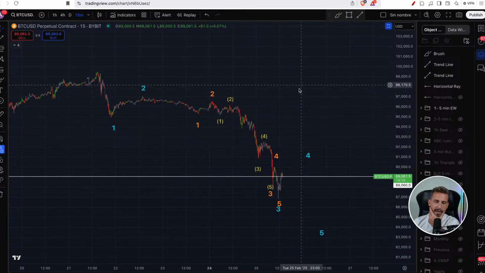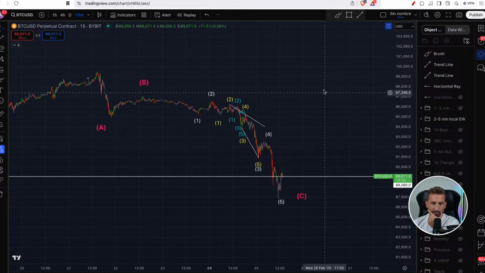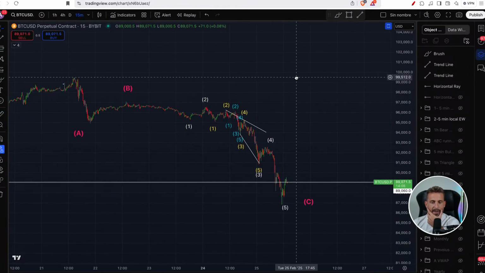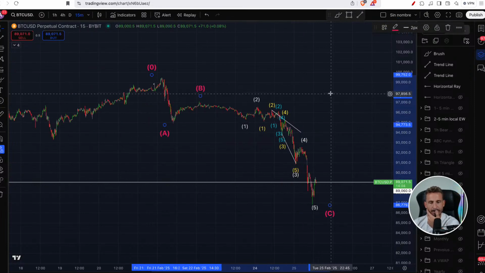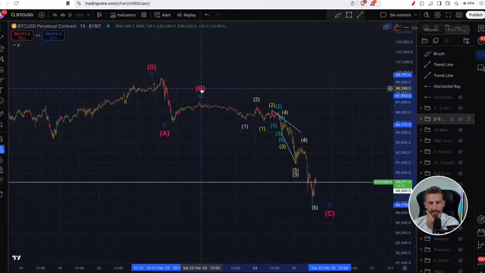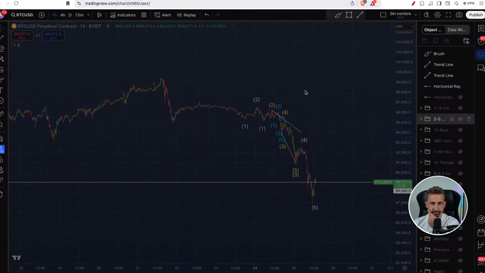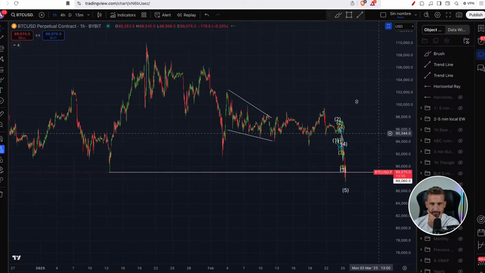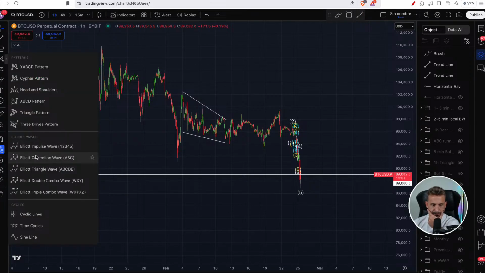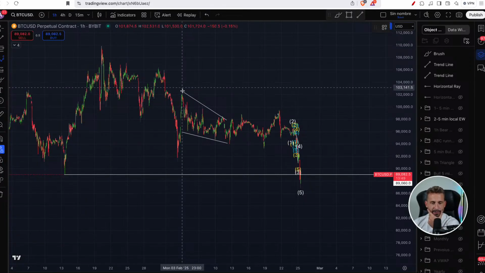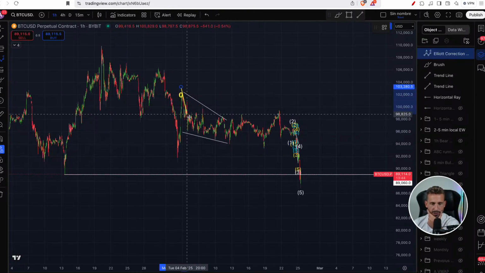Could the low be in here? Because ultimately, what we're looking at is an ABC move, right? What we're looking at here from this pivot is an A wave in a contracting move.